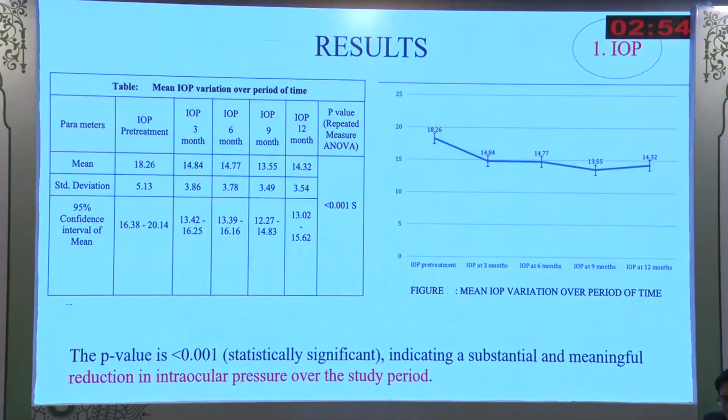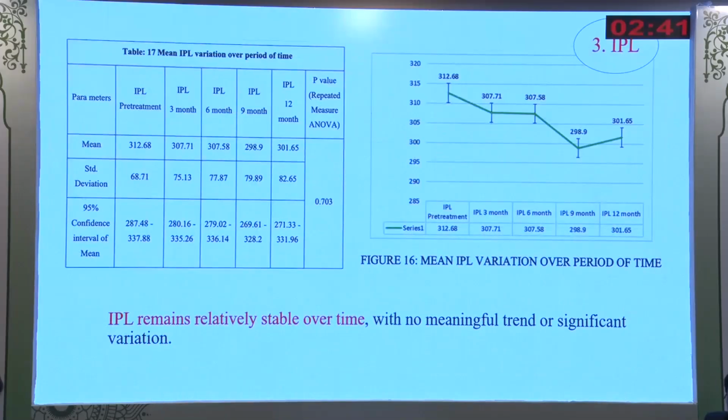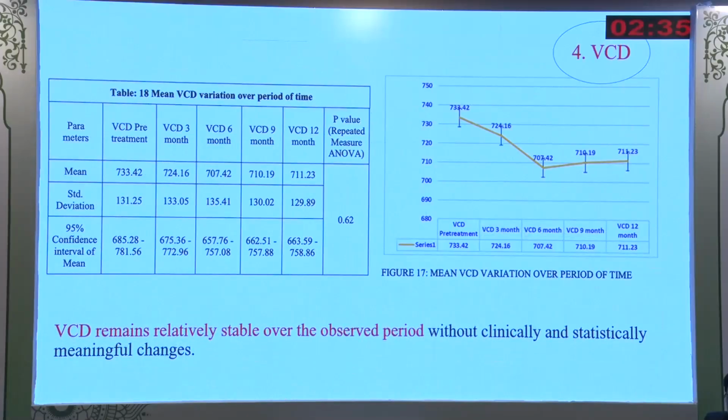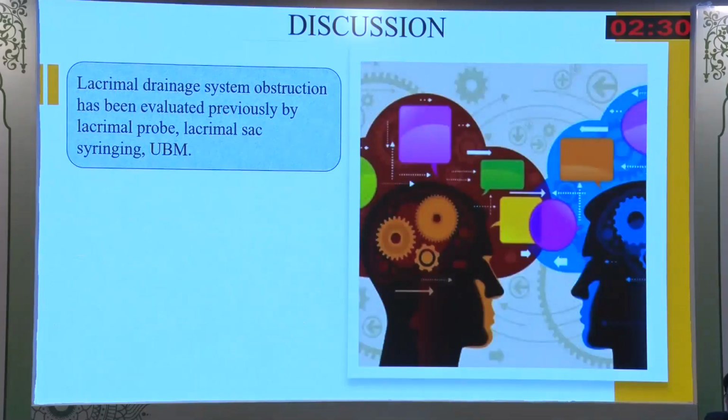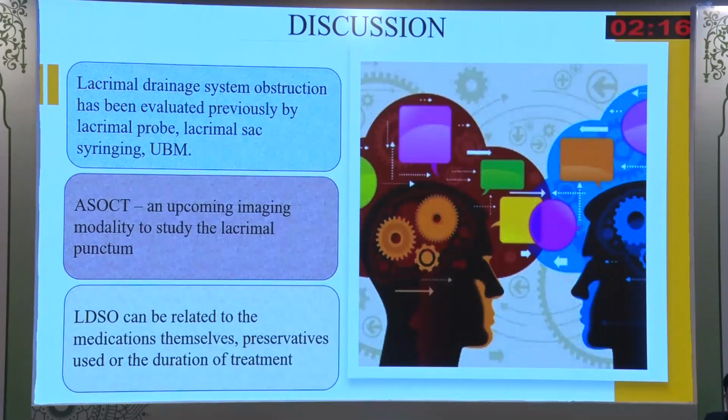So we saw that travoprost caused a substantial meaningful reduction in IOP over the study period. The external punctal diameter showed a few fluctuations, but there was no significant change over the 12-month period. The internal punctal diameter remained relatively stable for 1 year, and vertical canalicular depth also remained stable over the observation period. Lacrimal drainage system obstruction has been evaluated previously by lacrimal probing, syringing, UBM. UBM is still used, but it can give low resolution images. So anterior segment OCT is an upcoming imaging modality to study the lacrimal punctum.